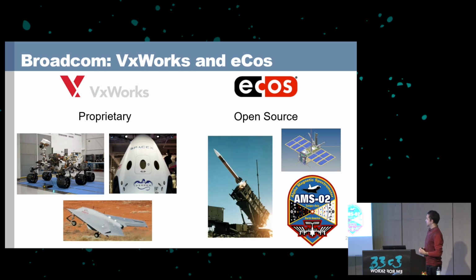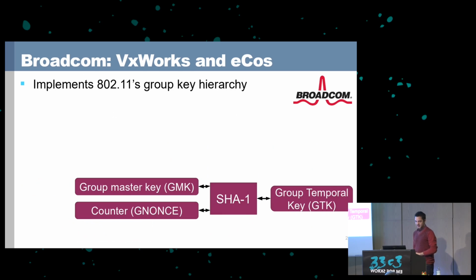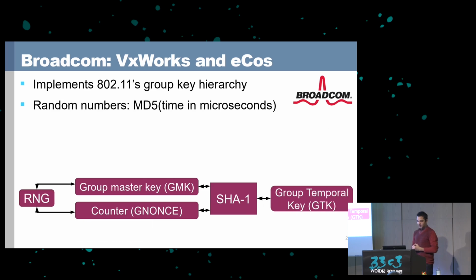Then there's also eCos, which is essentially similar. It's also a real-time operating system, except it's open source, and it is again used in aerospace, and it's also used by the military in certain situations. But of course, we focus on when it's used in a router and when it's used as an access point. So we see that in this case, Broadcom again implements the 802.11 group key. And for random numbers, it simply takes the MD5 hash of the current time in microseconds. So again, that's not ideal at all.